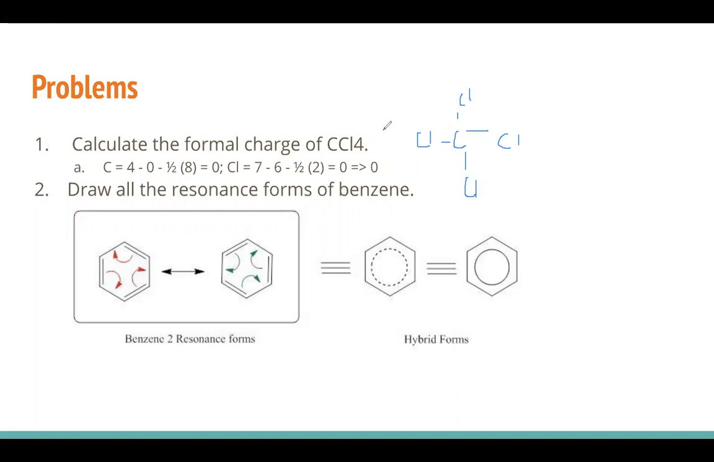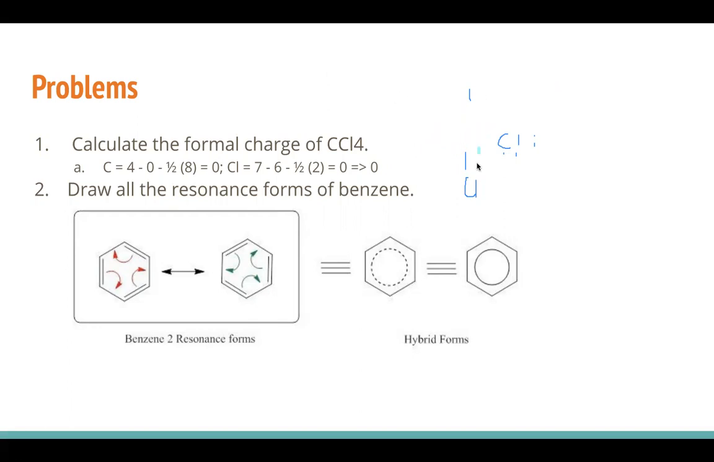And then chlorine has 7 valence electrons generally. It also has 6 non-bonding electrons, I'm sorry, and then 1 electron to itself in the bond. And so this is also 0. So the total formal charge for this molecule is 0.